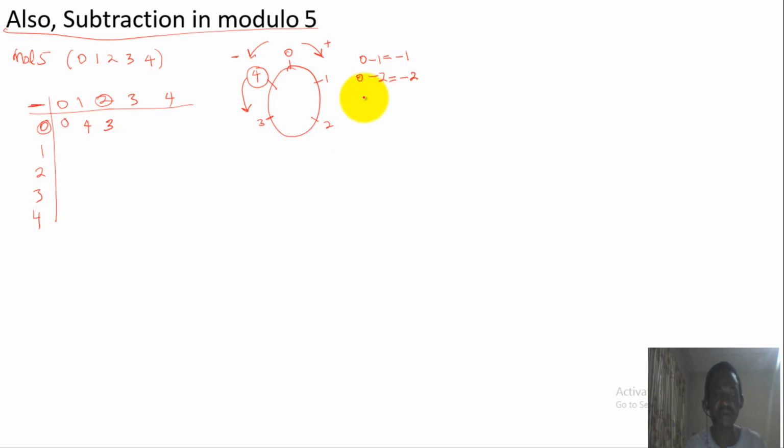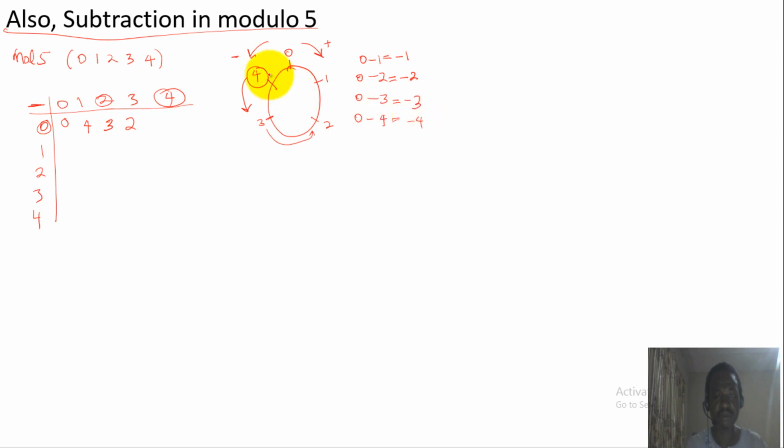Then when you go to the next one, it will be 0 minus 3. Automatically, I'm going to have minus 3, meaning it's moving 3 times. 1, 2, then the third one will be from 3 to 2. And that will give me 2. Then for the next one it will be 0 minus 4, the last one on this row.